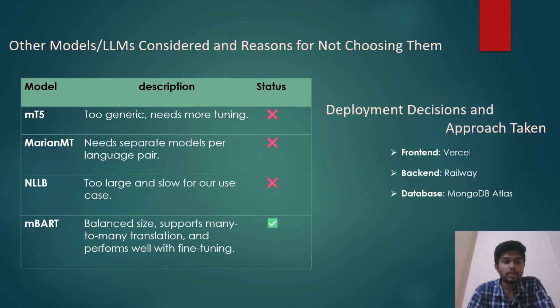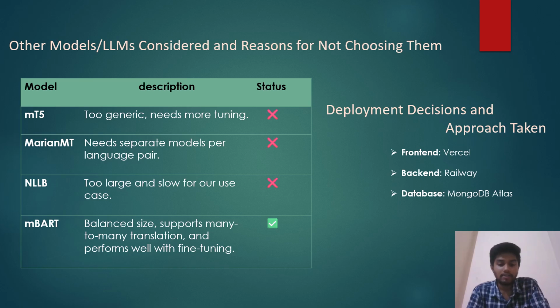This is the next slide. Other models or LLMs considered and the reason for not choosing them. MT5 and Marian MT are two models having summarization for text and question answering features. These special features are not necessary for our English to Telugu language translation. That's why we are not choosing those models. Look at NLLB. It has 200 languages and is trained on a huge data set with 1.2 billion parameters. So loading and using NLLB is very difficult. So that's why we shifted to embed.